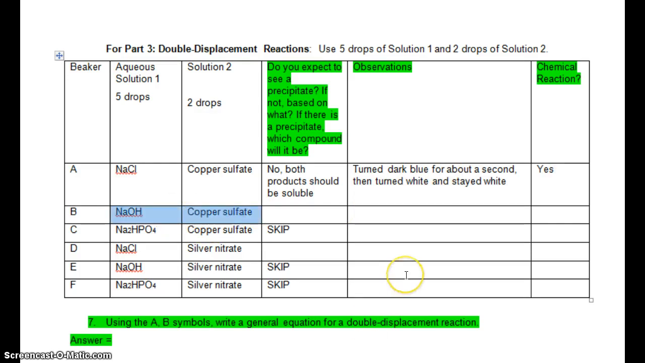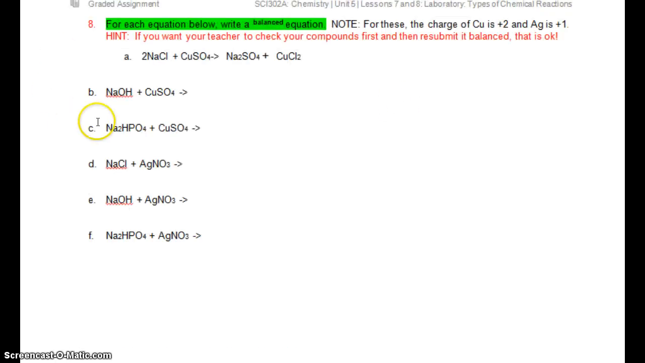Let's do sodium hydroxide with copper sulfate. Actually, let's do these charges first. So copper, we know is +2. Sulfate, we know is -2. Sodium, we just did up there. Sodium is +1 because it's in group 1. Hydroxide is a polyatomic ion, so you have to look at that list, and it's -1.